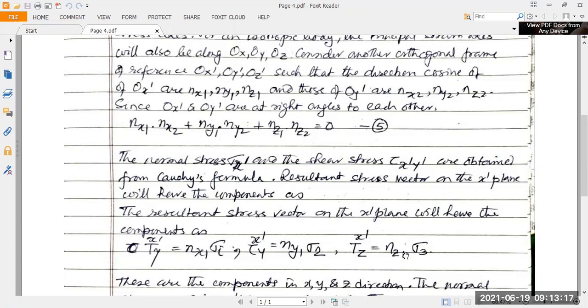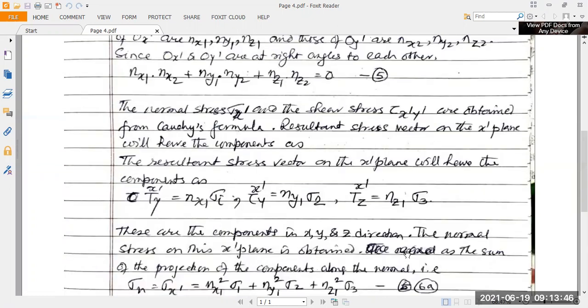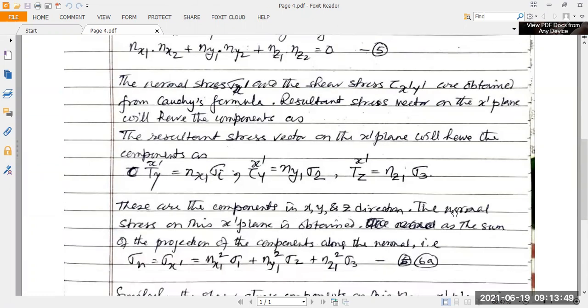That is, if we assume ox, y, and oz as the hypotenuse and then use the angle in between ox dash and ox, ox dash and y, etc., then by multiplying sigma 1 into ox dash, we get the component of the resultant stress along the ox dash axis, y dash axis, and oz dash axis itself. Now these components are in the x dash, y direction. The normal stress in the x dash direction is obtained.